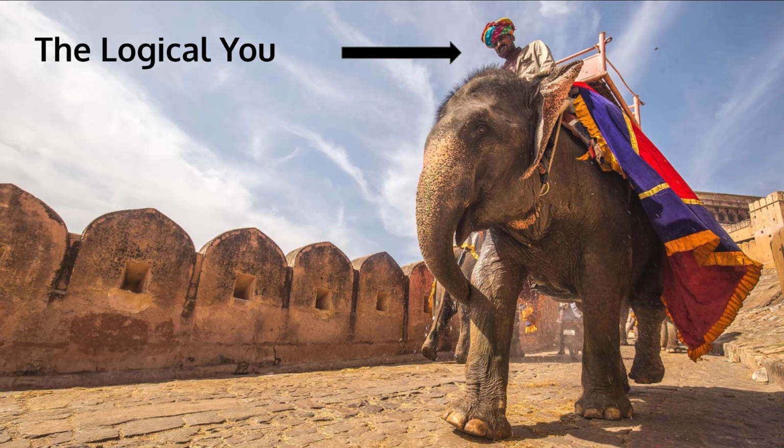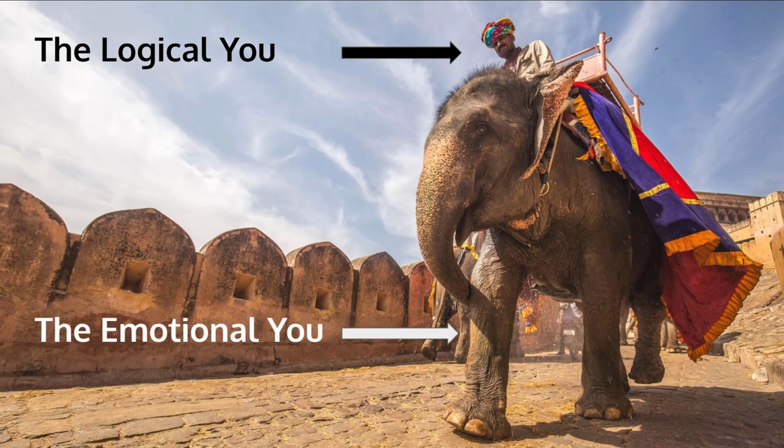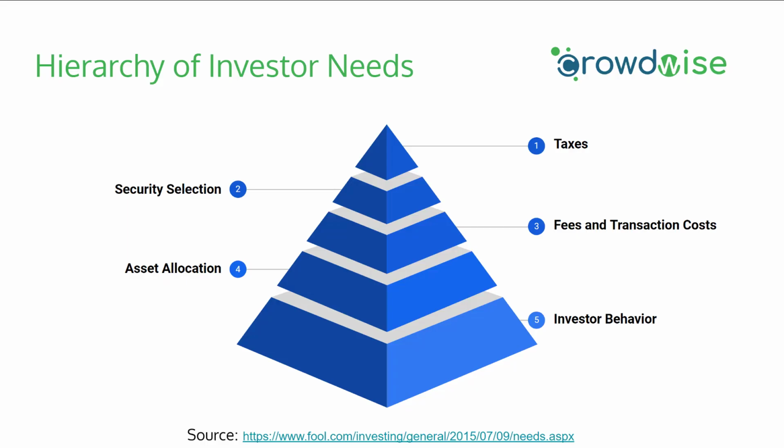Perhaps you have great asset allocation plans and investment strategies, but then, of course, there's the emotional you, and that's the elephant. When the 2 systems come in conflict, which one do you think is going to determine where you go? That's the power of emotions, and what we'll be talking about today are ways to combat those inherent biases and emotions that will often lead investors to make bad decisions. So back to the hierarchy of investor needs, we'll be focusing on investor behavior today.